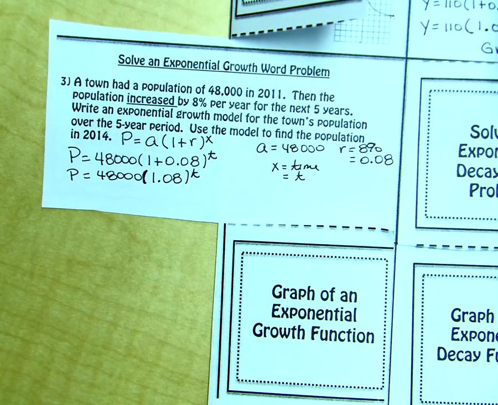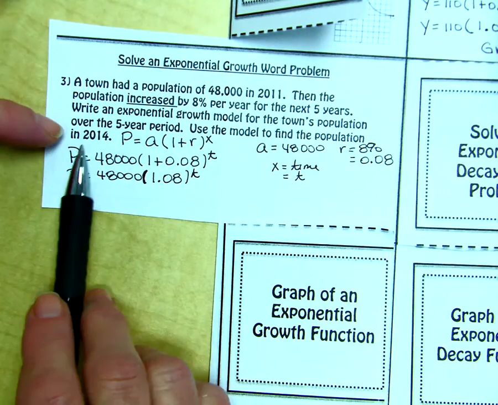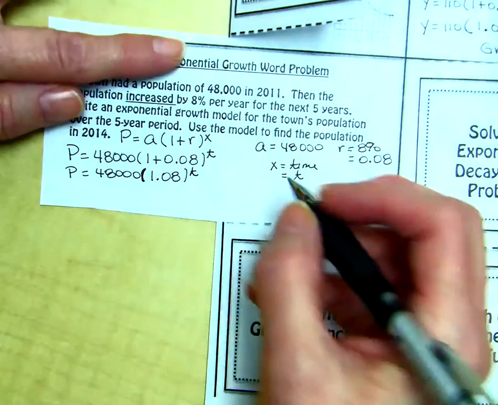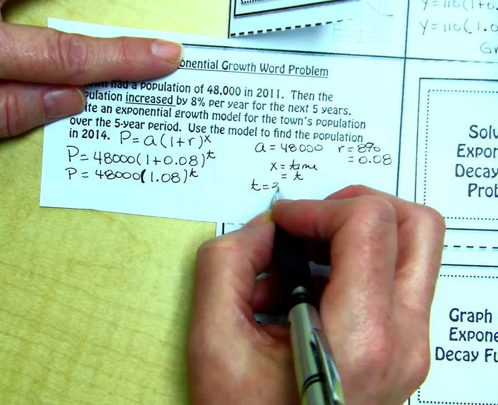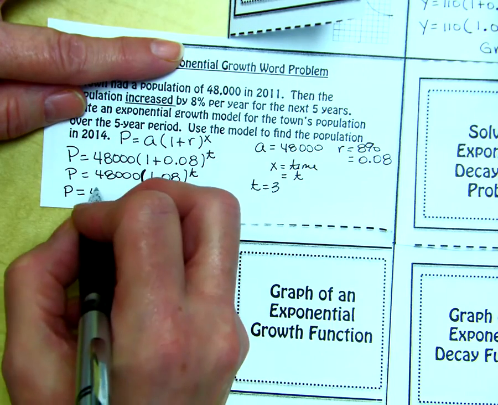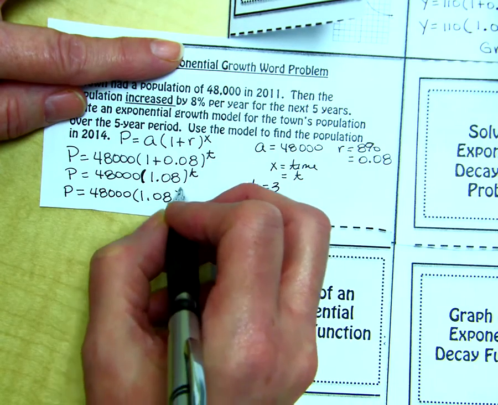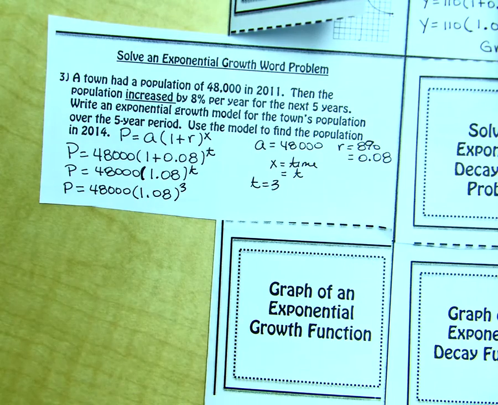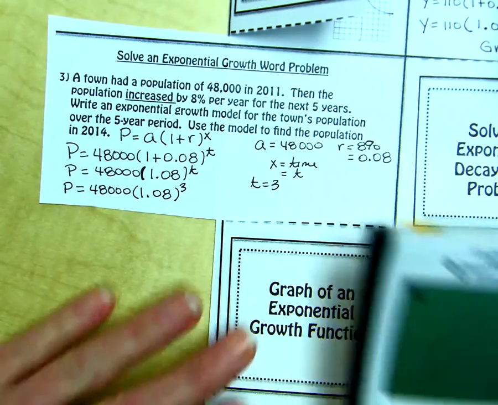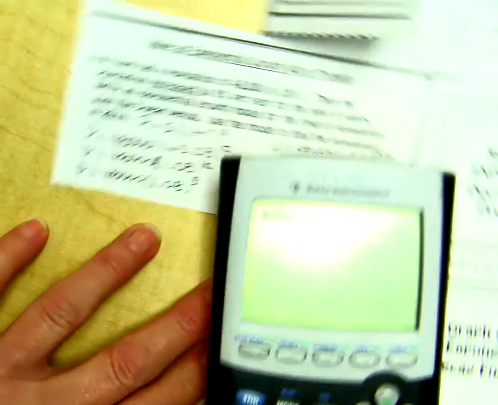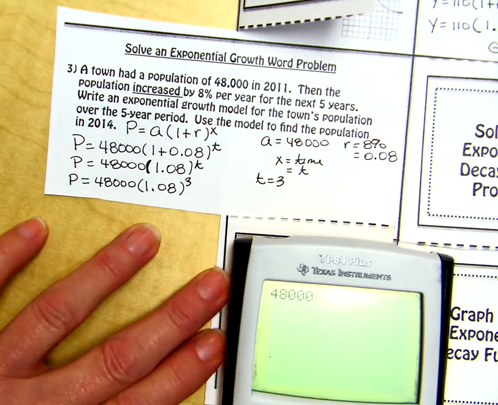So here's our model, but now we need to use this model to find out the population in 2014. From 2011 to 2014 is 3 years, so in this case t is going to equal 3. So we do P equals 48,000 times 1.08, all raised to the 3rd power, and then we just go straight to our calculator, to the regular screen, and we just type in what we have. Times 1.08, all raised to the 3rd power.